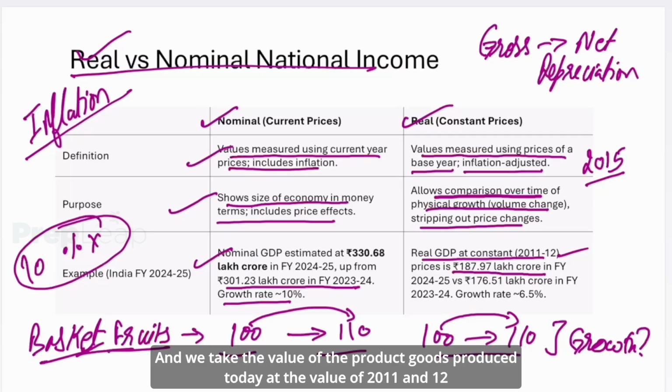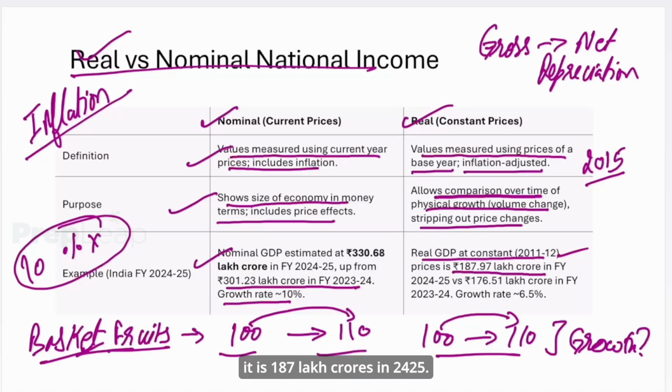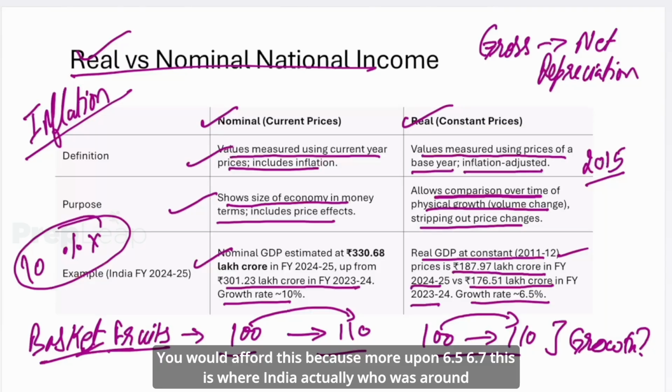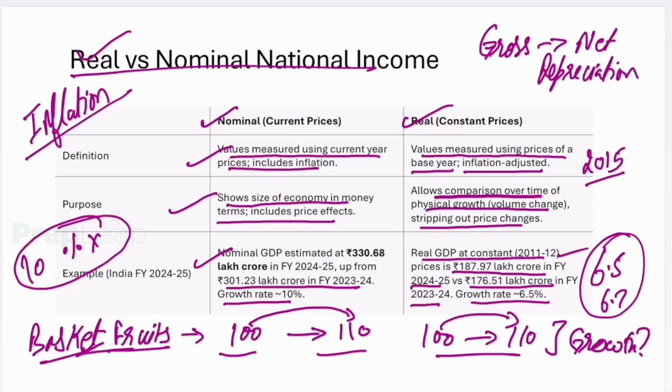If we take the value of the goods produced today at the value of 2011-12, it is 187 lakh crores in 24-25, whereas it was 176.51 lakh crores in 23-24, with a growth rate of 6.5%. You would have heard these figures more often: 6.5, 6.7. This is where India actually hovers around in its GDP growth.